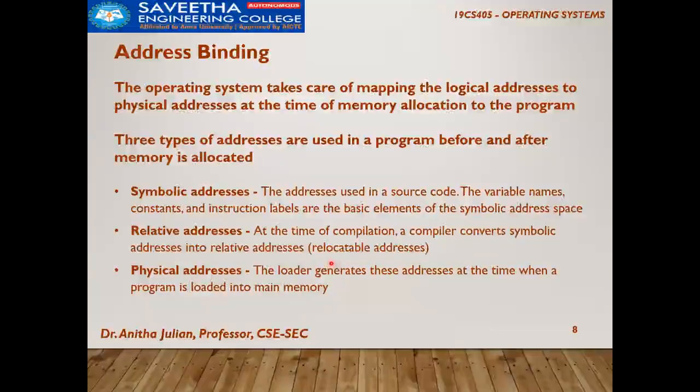So we will see what this relocatable address is by means of a diagram. Just remember that there is a symbolic address written in our program. It is getting converted to a relative address when the program is getting compiled. And then you have a physical address. That is the address in the main memory. In the memory, there will be an address. So that is the address to which this particular variable name will be mapped.